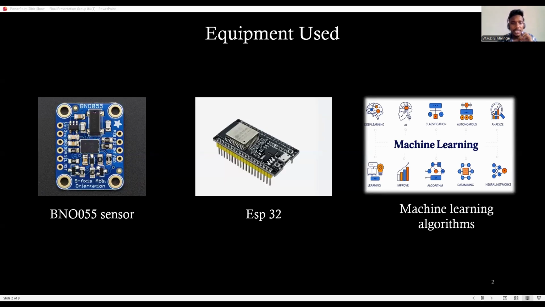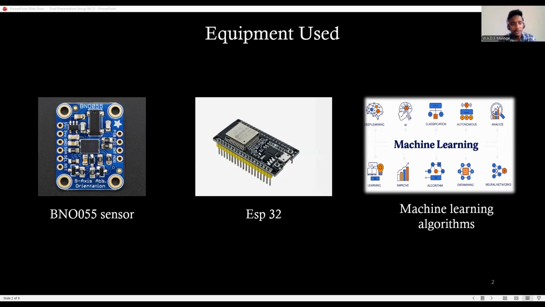Now I will explain the main equipment used in this project. First, we use the BNO055 IMU sensor. This sensor combines an accelerometer, gyroscope and magnetometer to measure motion and orientation. It helps us capture accurate movement data during walking. Next, we use the ESP32 microcontroller. It is responsible for collecting sensor data, processing it and transmitting it wirelessly. It is compact, low cost and suitable for real-time applications.